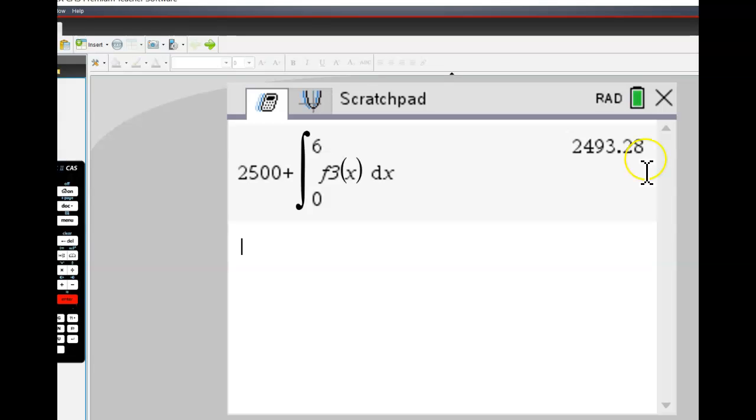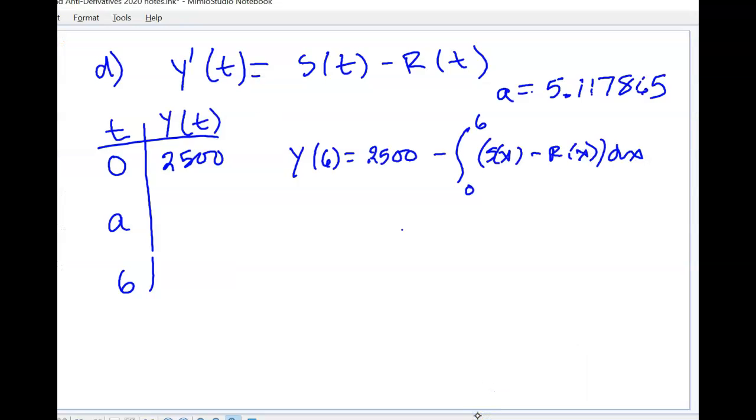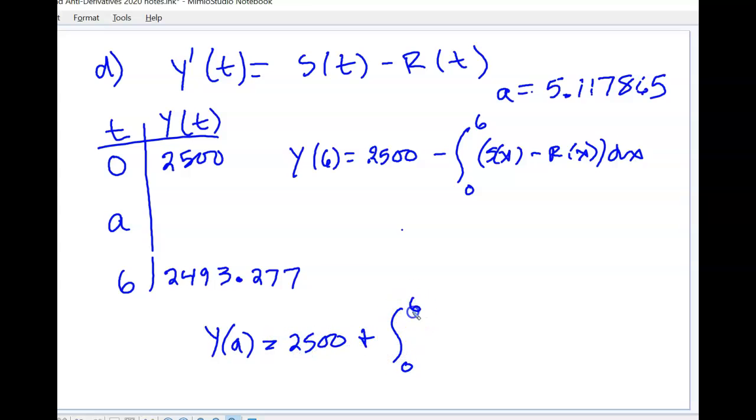So if we round it, we have to reset our calculator to change it to 3 decimal places. So I'll give you the 3 decimal place answer, and we'll worry about rounding the calculator off after. So 2493.277 is the 3 decimal places for that one. And now I have to do the same calculation for value A. So this is going to be 2,500 plus the integral from 0 to A of s of x minus r of x dx.